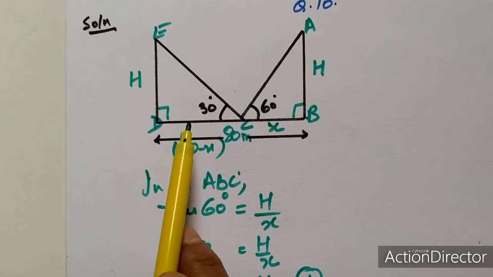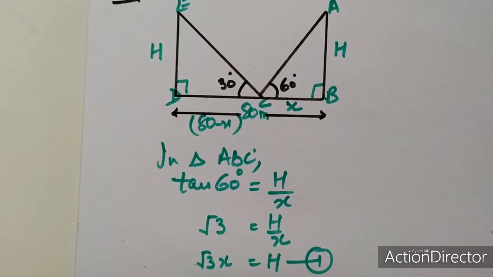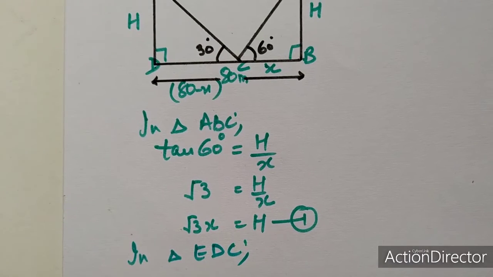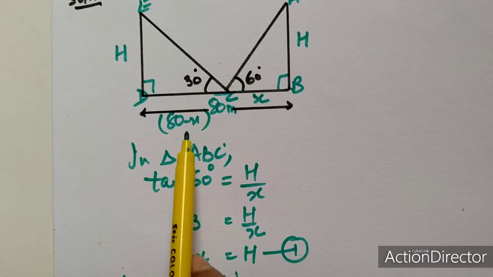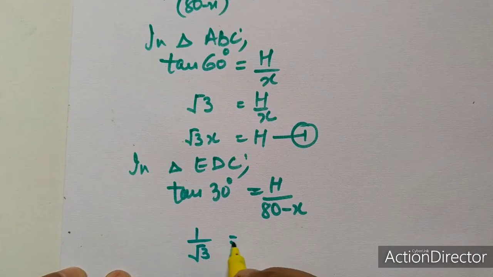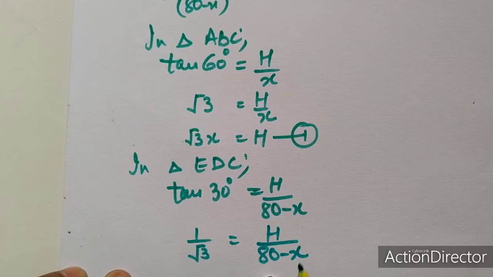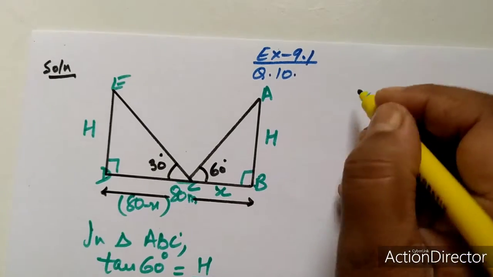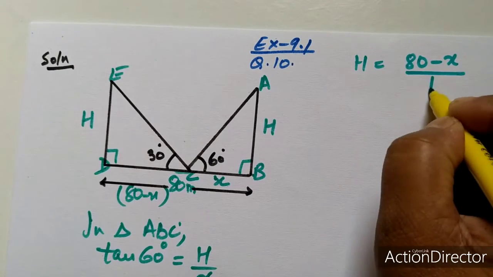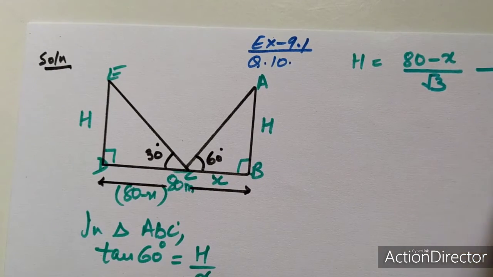Now you are going to take triangle EDC. So here we have to write in triangle EDC, tan of 30 degree will equal to h upon 80 minus x, because the base in this case will be 80 minus x. So tan 30 is 1 by root 3 is equal to h upon 80 minus x. Find out the value of h again by doing cross multiplication. So you will have capital H, that means height of the pole, is equal to 80 minus x divided by root 3. Let this be equation number 2.